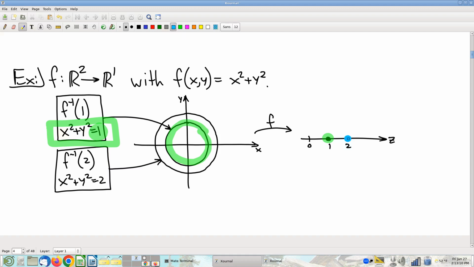Let's look at another output value, 2. Let's find the level set corresponding to 2. So I'll be setting the value of the function equal to 2. So I get x squared plus y squared equals 2, which again, familiar, also a circle, a little bit bigger.